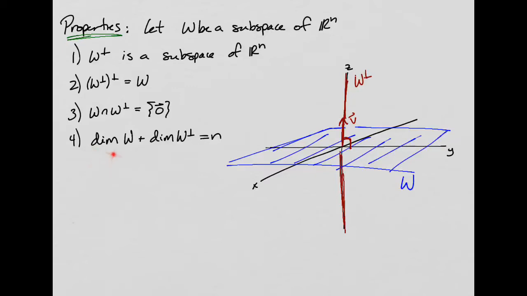The last one has to do with dimension. If I look at the dimension of W and I look at the dimension of W perp, these are subspaces, so I could talk about dimension. Then when I add them up, I get n. I get the size of Rn that I'm in, and that's obviously true in this example because I'm in R3. W has dimension 2, W perp has dimension 1. When I add them up, I get 3, the dimension of R3.